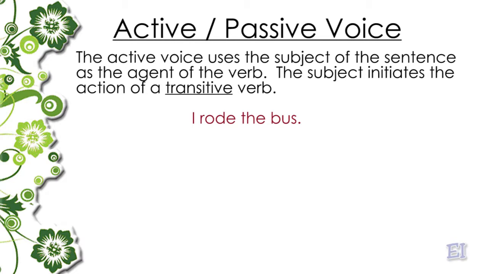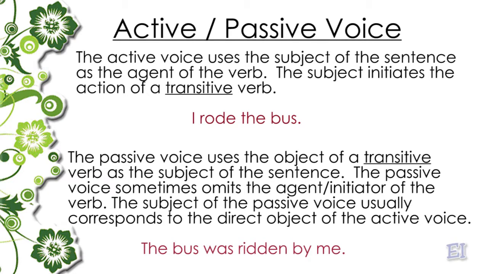So what are the primary elements of the active and passive voice? The active voice uses the subject of the sentence as the agent of the verb. The subject initiates the action of a transitive verb. I rode the bus. I is the subject, rode is the transitive verb, and the bus is the object.